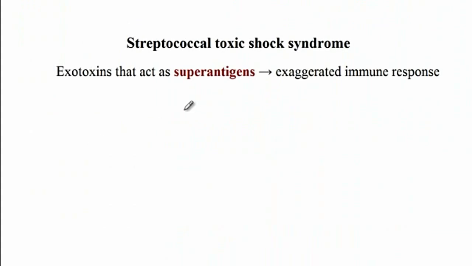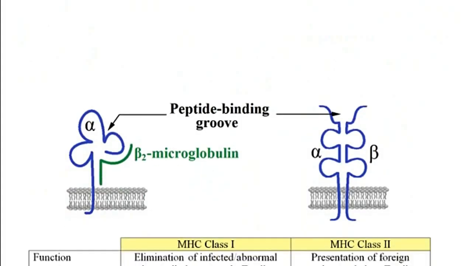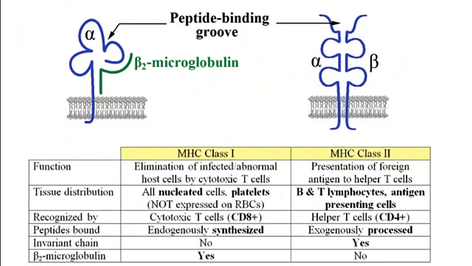So exotoxins can act as superantigens, which can lead to an exaggerated immune response. I would like to discuss this in a little more detail so you understand how superantigens work. I don't want to get into too much detail regarding the MHC1 and MHC2 molecules, but in order to understand how superantigens work, I would like to give a quick review of this topic. There's a separate video in the immunology section which covers MHC1 and MHC2. So here I would like to provide a quick recap.